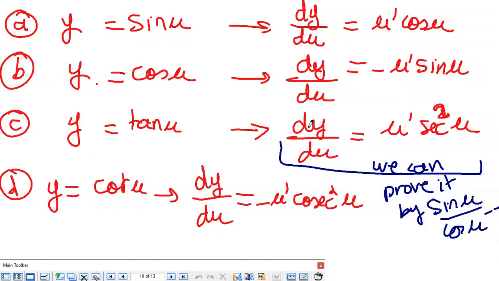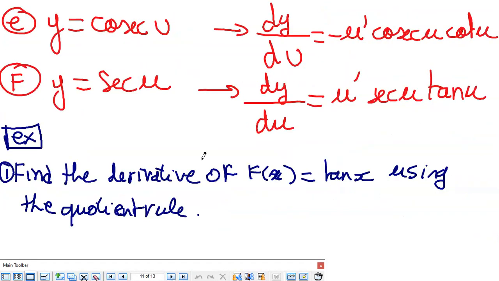The derivative of tangent u is u prime secant squared u. And also you can find it by replacing tangent by sine over cosine, and you use the formula u over v. So you do (u prime v minus v prime u) over v squared, and you will get the same answer. The derivative of cotangent u is minus u prime cosecant squared u. I still have the derivative of cosecant u, it's minus u prime cosecant u cotangent u, and the derivative of secant u is u prime secant u tangent u.